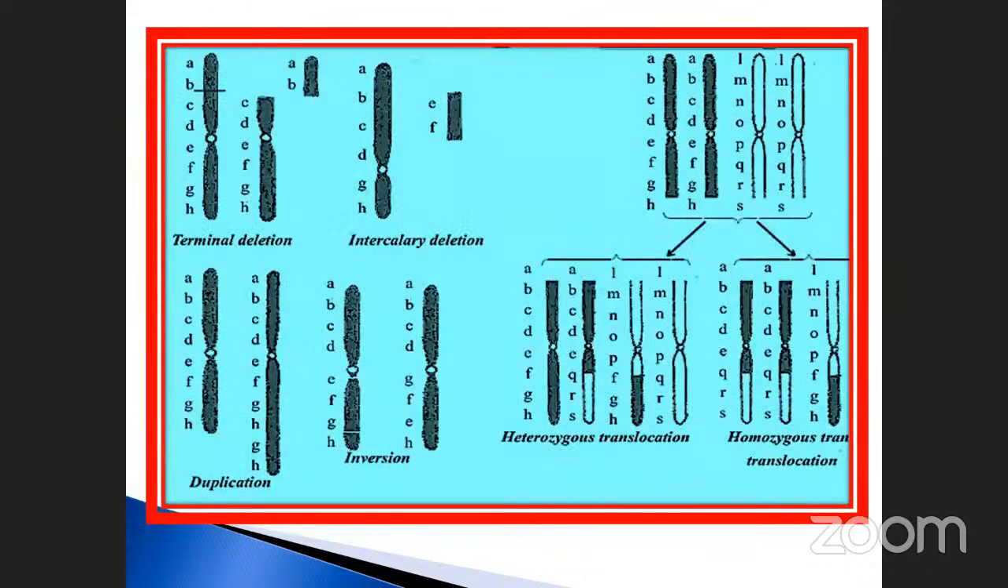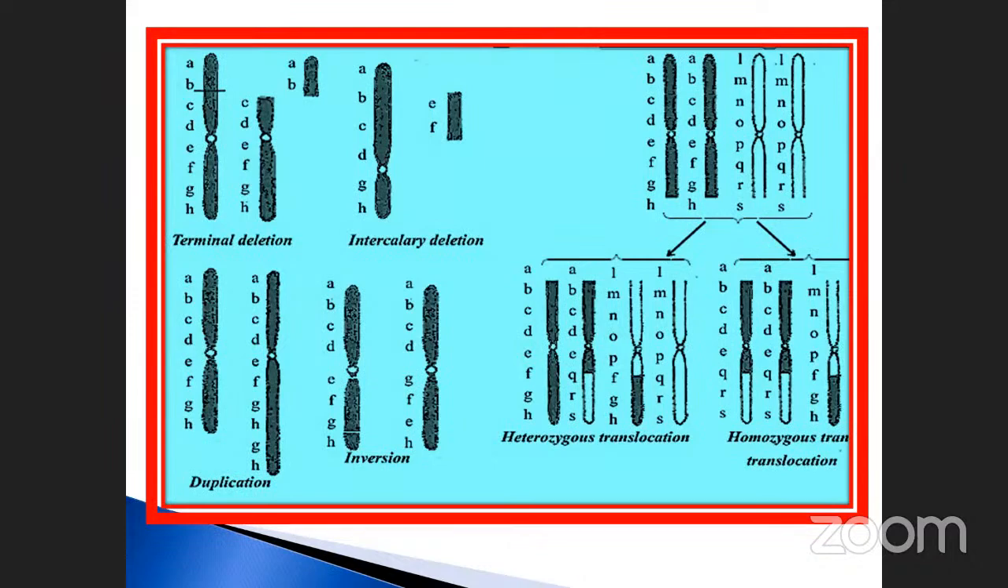See here, we already studied this in the 12th standard. This is the chromosome structure, the normal one. Suppose the portion AB is removed. That is called terminal deletion. This part is completely removed, so it will affect the next generation, isn't it? It may not come into the next generation. So this one is terminal deletion.